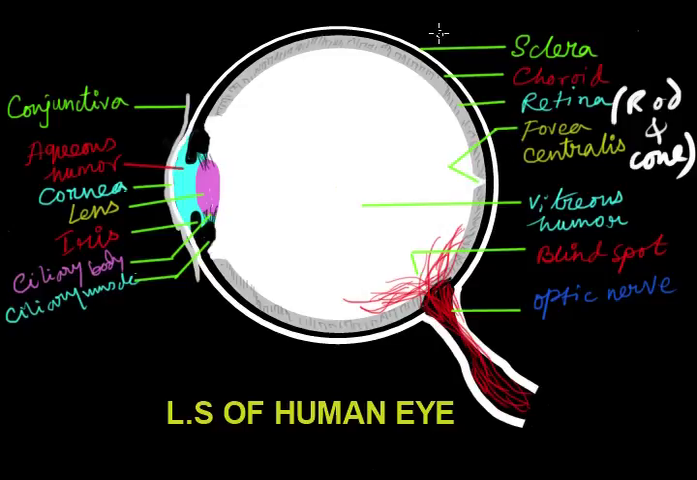Now, the sclera at the anterior portion of the eye becomes transparent. This concave portion of the sclera is transparent, and this part of the sclera forms the cornea, which is considered the window of our eyes, because light coming from the outside goes through the cornea. Actually, the cornea helps in passing light from the exterior towards the lens.